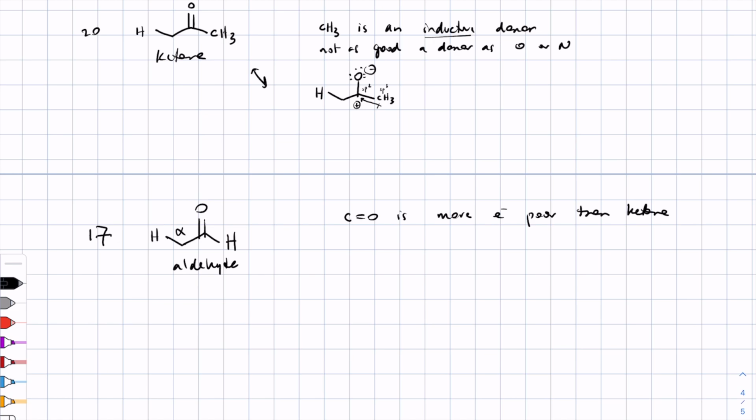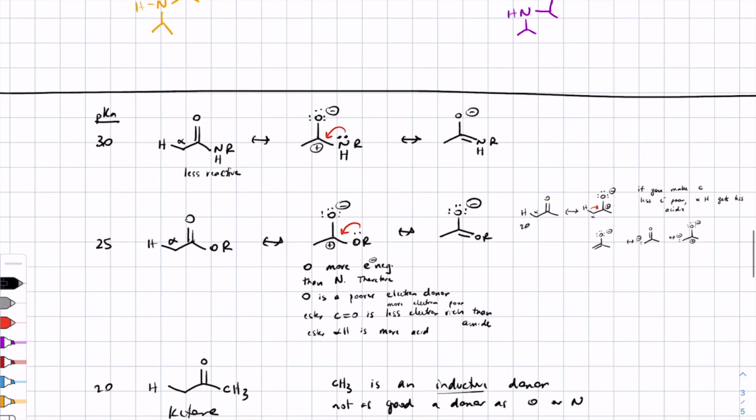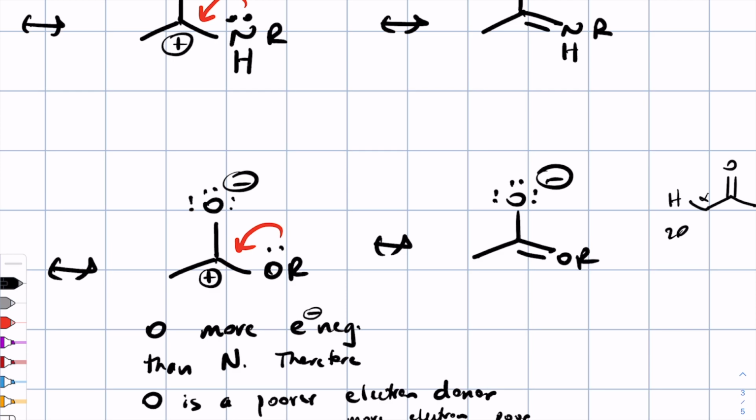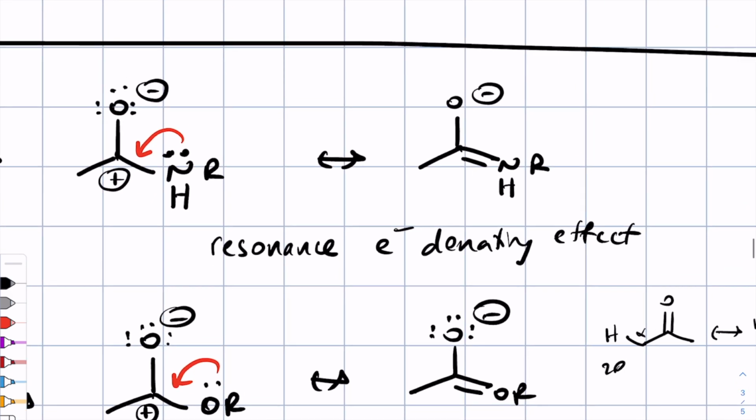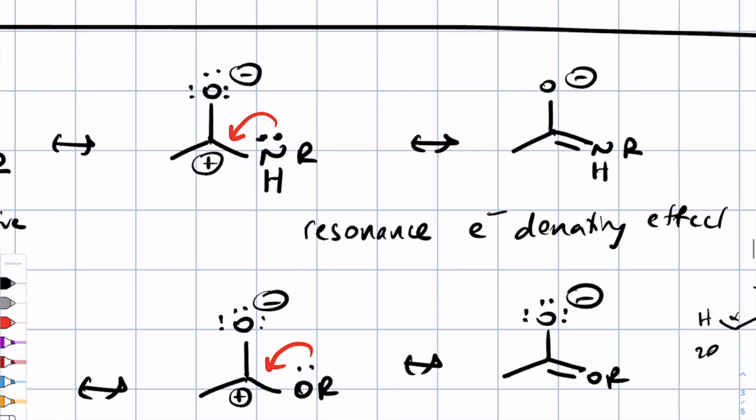All right. Yes? Explain one more time the difference between an inductive donor and the oxygen nitrogen. It says there are two tiers. Right. So the major effect with the ester and the amide is called a resonance electron donating effect. That literally means the lone pairs on the nitrogen are conjugated to the carbonyl, and that makes the carbonyl more electron rich.